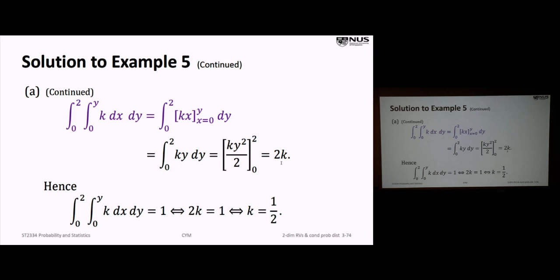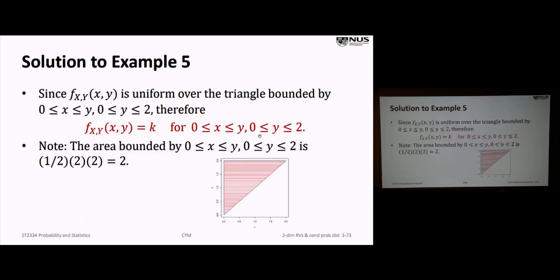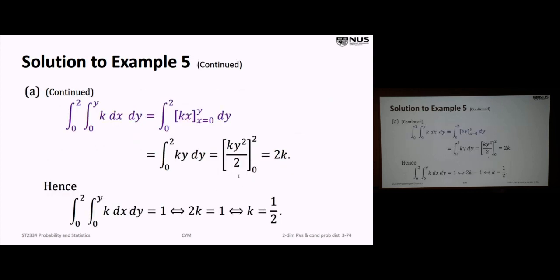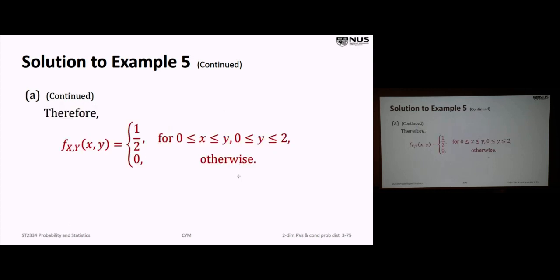Okay, you could have done this a different way. As I said, I guess the answer, and how did I do that? Because I know the area is 2, so the area times k must be equal to 1, so I get k as a half. That's another way of doing it. Because I know I don't have to do any integration to work out that the area of that triangle is precisely 2. Very good.